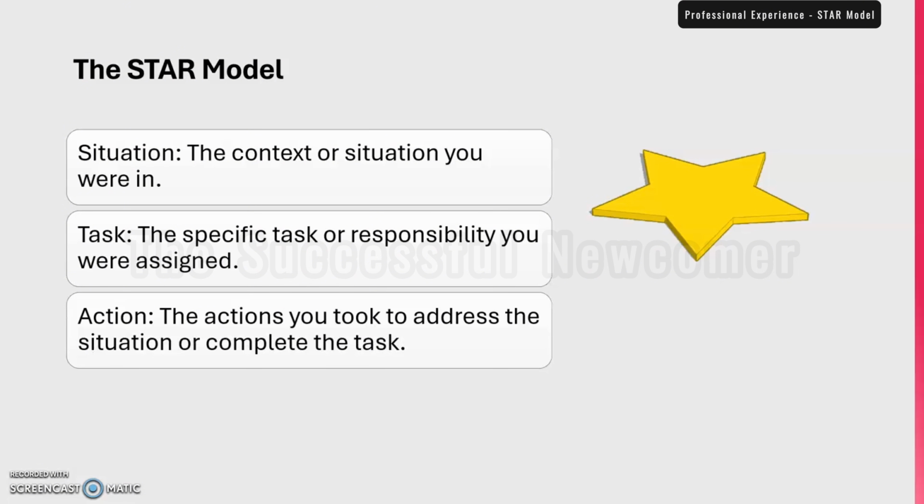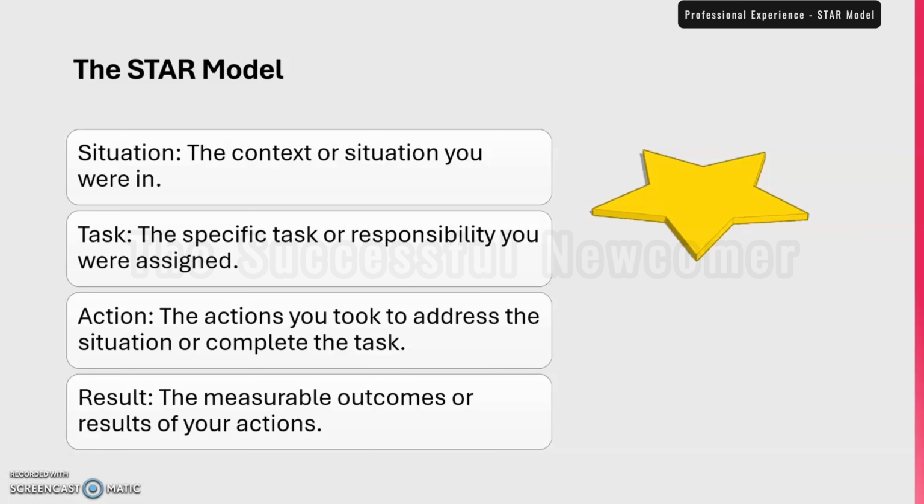The action now would be the things you did, the actions you took to address the situation or complete the task. And actually, sometimes, it's both. So think about what exactly you did to address the situation you were in and to complete the task. And finally, the results will be the measurable outcomes or results of your action. So when you took some actions, the results are the things that happened as a result of the actions that you took.